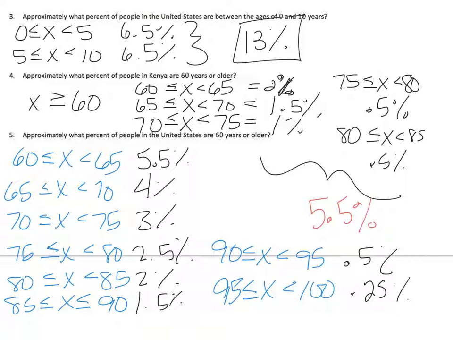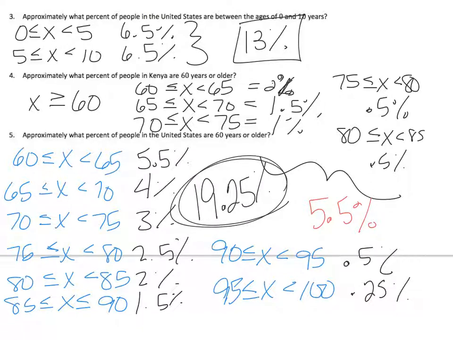There might be some in there from 100 to 105, but I think we get the gist of it. So let's add these up. I've got 5.5 plus 4 is 9.5. So here I'm 9.5, 10, 11, 12.5, 13, 14, 15, 16, 17, 18.5, 19.25. So I'm at 19.25% for the US. Okay, what does that mean? Okay, it's really interesting, right?